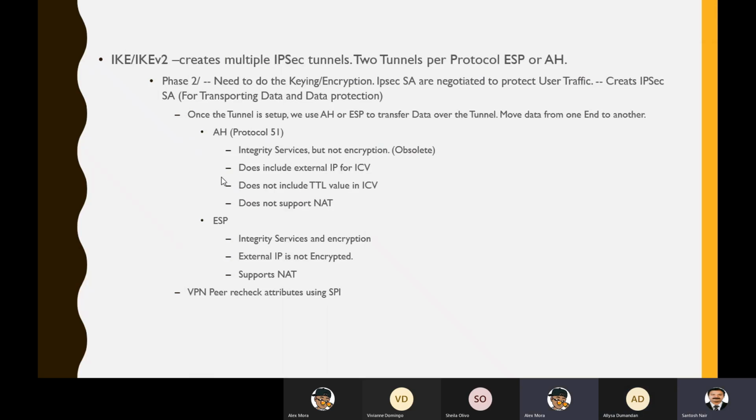So it does not include the external IP address when it is doing the encapsulation. That is what it is saying here, when we are using AH, and it does not support NAT. So that is the reason AH is not used much, because encryption is not there, and secondly, we don't have NAT support. Is this part clear?